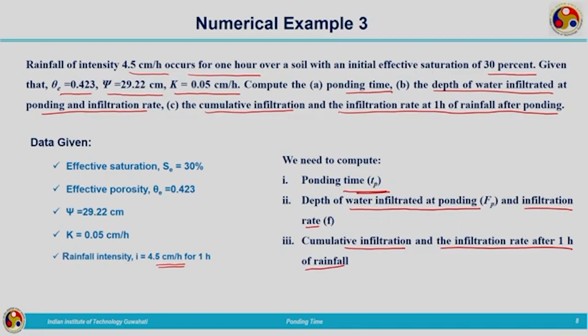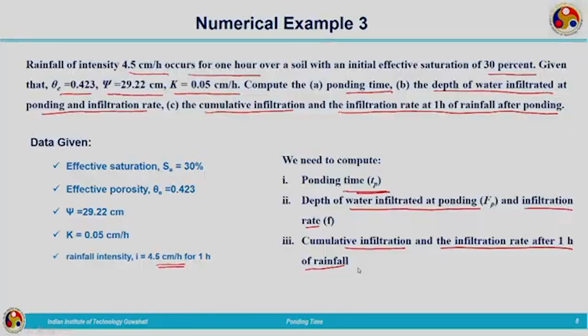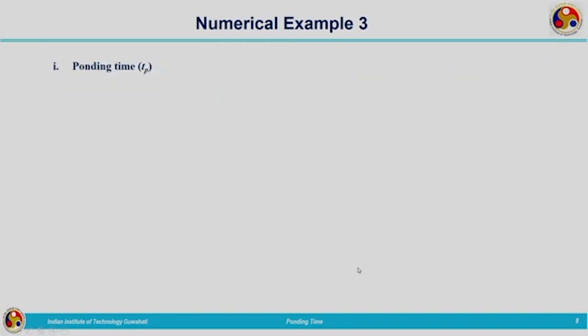If the ponding time is less than 1 hour, we need to calculate the infiltration between the ponding time and the time given, that is 1 hour. Otherwise, we can just multiply the rainfall intensity with the time given to us. Let us calculate first the ponding time Tp. We have the expression for Tp: k psi delta theta divided by I multiplied by (I minus k).